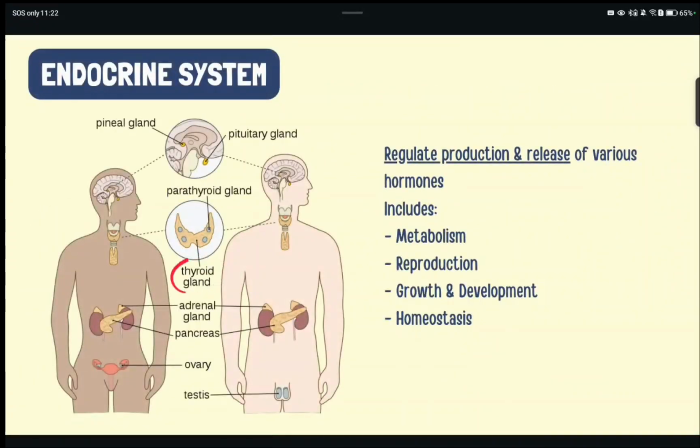This is a visual representation of the endocrine system. As you can see, there are various organs related to the endocrine system, and the major role of the endocrine system is to regulate the production and release of various hormones. Some of the processes closely related to the endocrine system are metabolism, reproduction, growth and development, and also the homeostasis of the internal environment in our body. But for the sake of our discussion today, I will only be focusing on one of the organs, which is the thyroid gland.